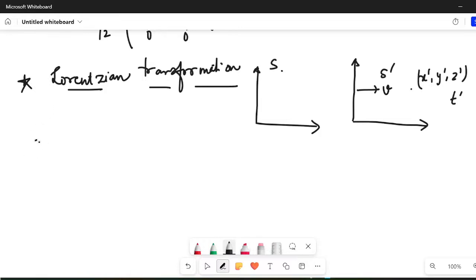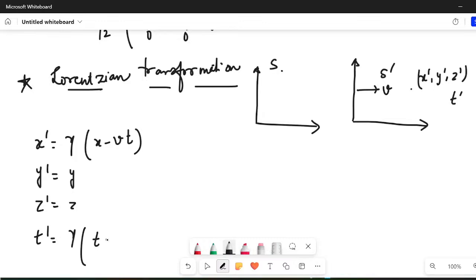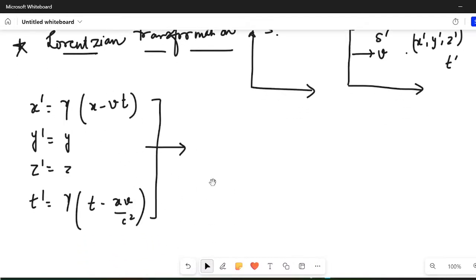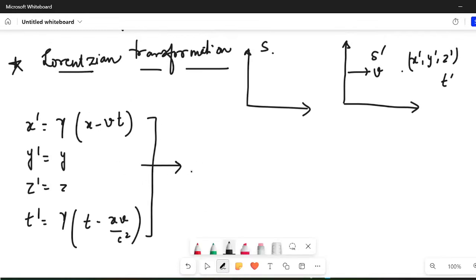So you already know that x dash is equal to gamma times (x minus vt). What is y dash? y dash is simply y, if I'm moving along the x-axis only. z dash is simply equal to what? z. And you know that t dash is equal to gamma times (t minus xv upon c square). If you remember, even if you don't remember, just take them as whatever I'm saying right now. I hope you must be remembering. If you're not remembering, fine. This is something that we study in the special theory of relativity.